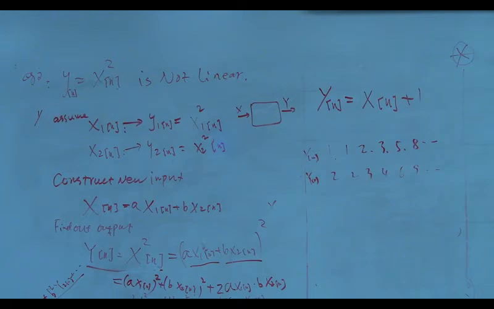X1, okay, you get Y1, perfect. This one, perfect. Okay, so now you repeat this. For X1, you get Y1. For X2, you get Y2, right? Now, where's your new input? The new input is just the sum of A times X1 plus B times X2.